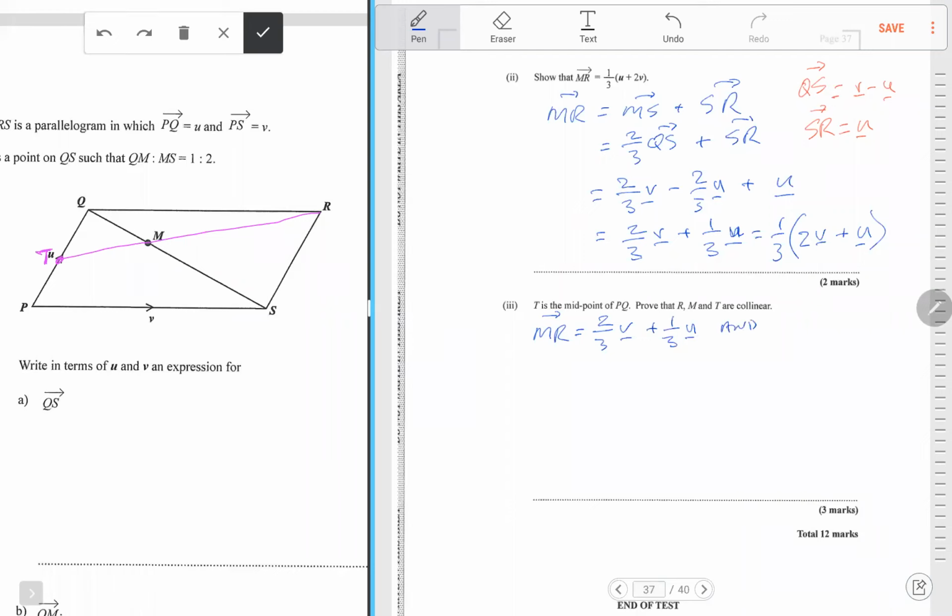So the other vector we need is a vector with the T. So either we're going to use TM or we're going to use TR. So which one of those is easier to find? TM or TR? I want to use the easier one. The easier one to find really is TR, because we know that this, so look at this diagram.